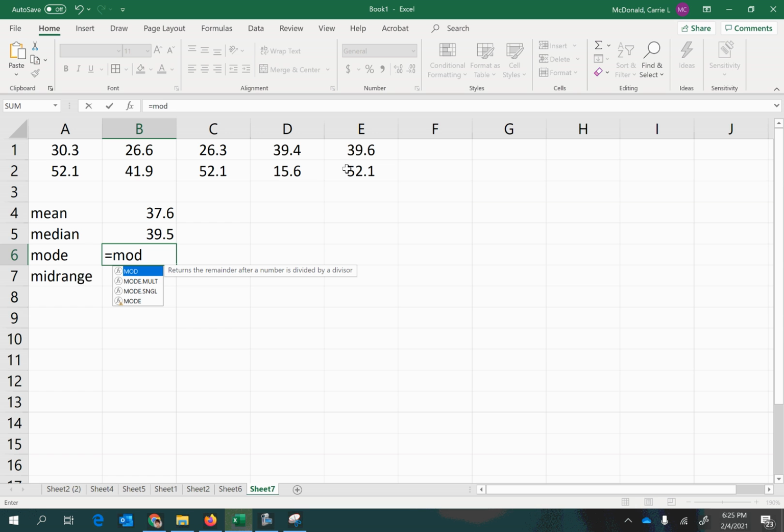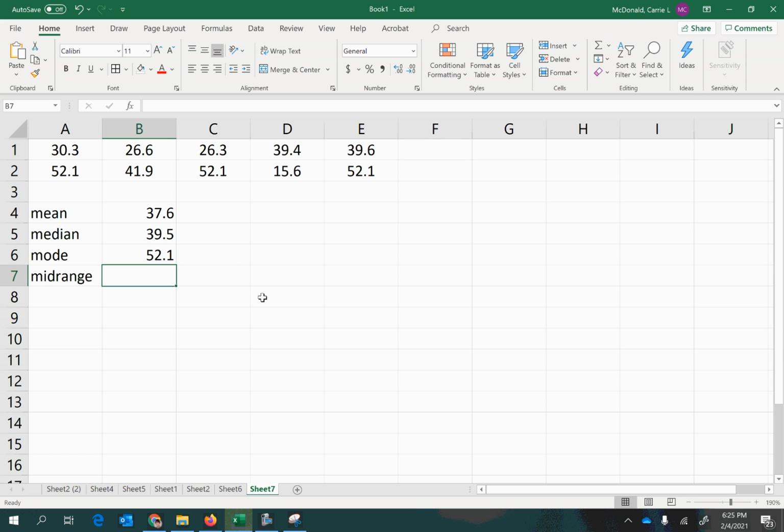The mode, I think you can use the single mode option pretty successfully most of the time, but I often just figure it out myself because the mode is just the value that repeats the most number of times. So you look for anything that's repeating, and the only value that repeats is the 52.1. I think all the other values are distinct. Yeah, so that's the only one that has a frequency above 1, so that would be the mode.